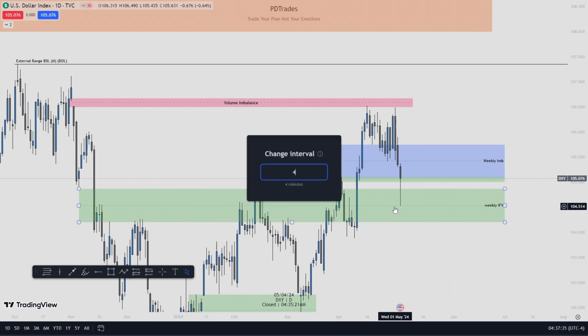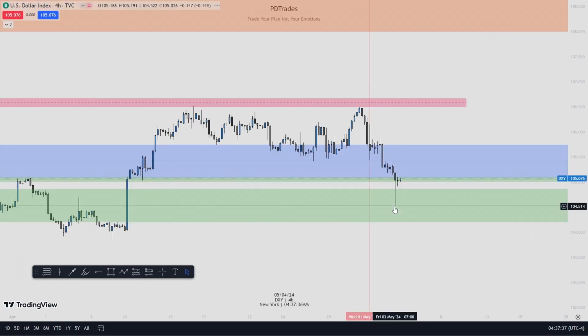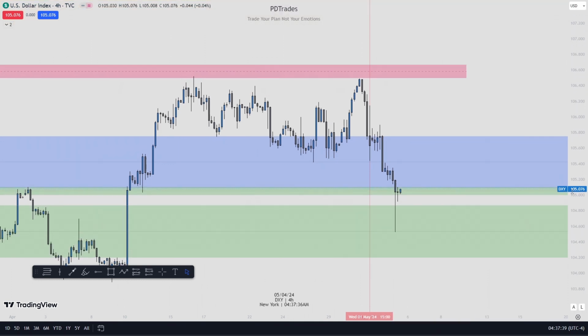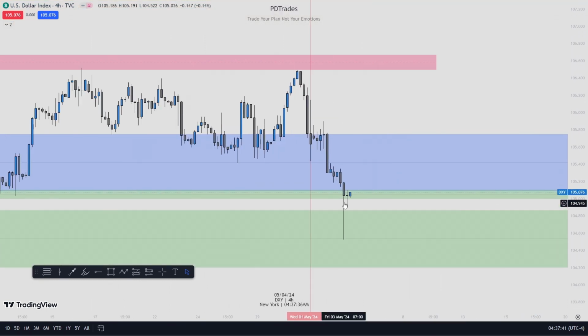Now I'm gonna go to my 4 hour as well. So this is the 4 hourly chart. Currently we are inside the daily breaker, right? I want to see what the market does from Monday. The Monday will give me an idea what price wants to do during the week.